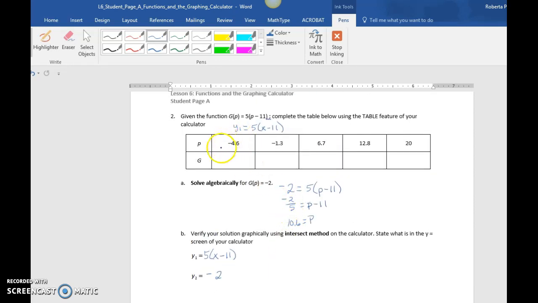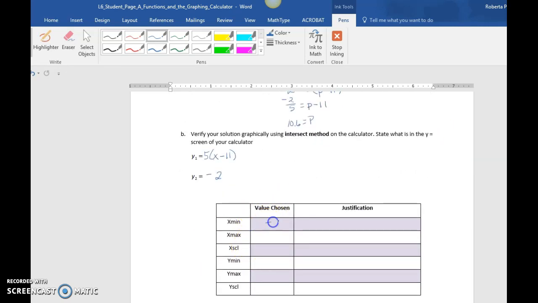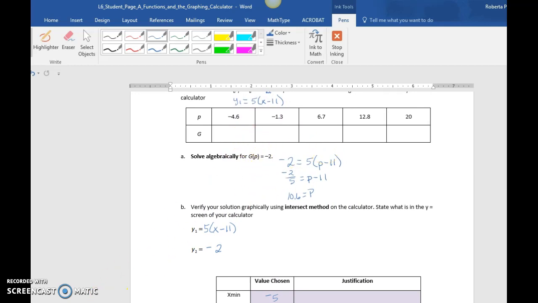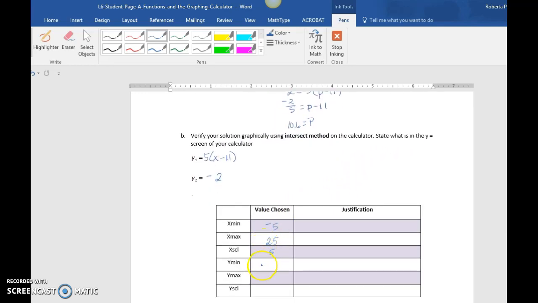So if we want values from -4.6 to 20, I want to go from -5 to 25, count by 5s, and our output values are going from -78 to 45, so maybe we want to go from -100 because we want to capture the -78 to say 50, and we can count by 10s or 20, maybe even 25.